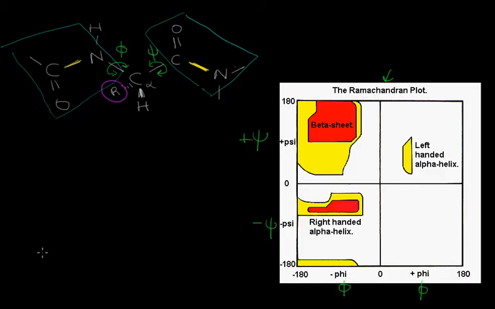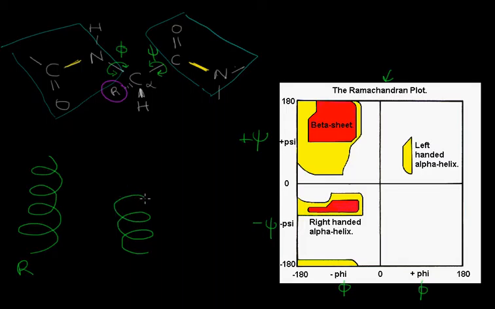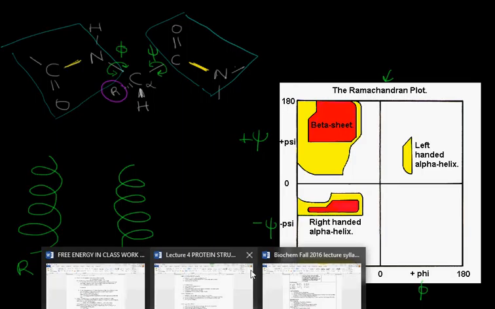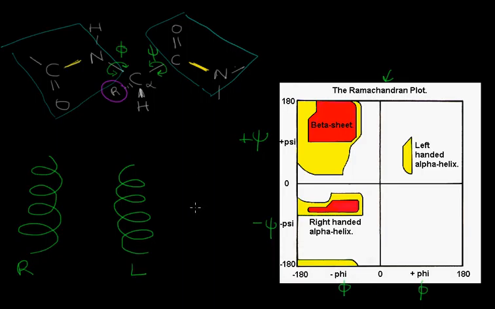A right-handed helix, imagine a spiral staircase. As you are walking up the spiral staircase, your right hand is on the rail all the way up. That would be a right-handed helix. However, if your left hand is on the rail all the way up, that would be a left-handed helix. Okay, so we're going to work more on that during class as well. And then remember, beta sheets are more than one beta strand all together.